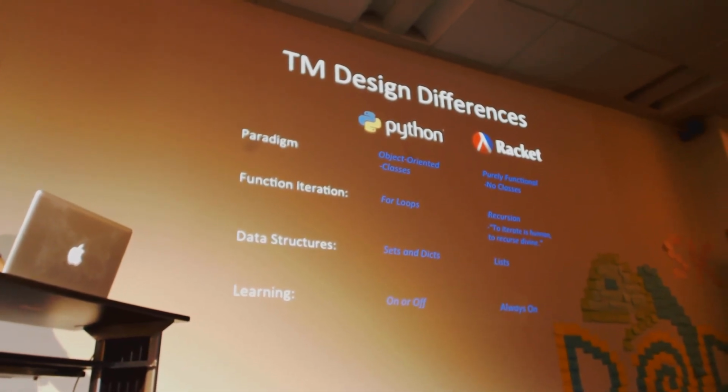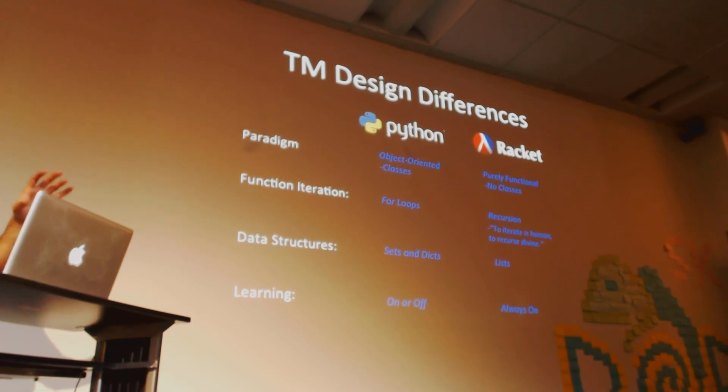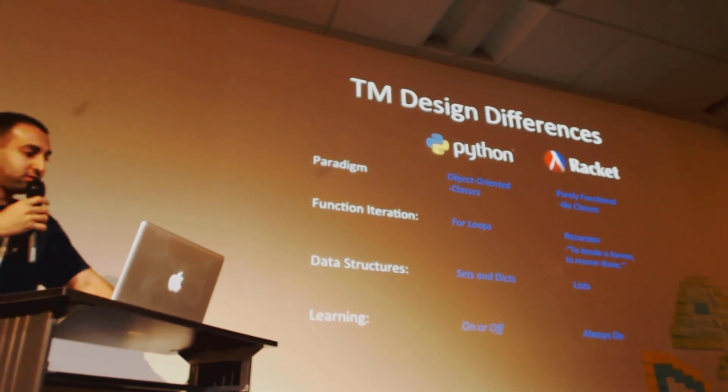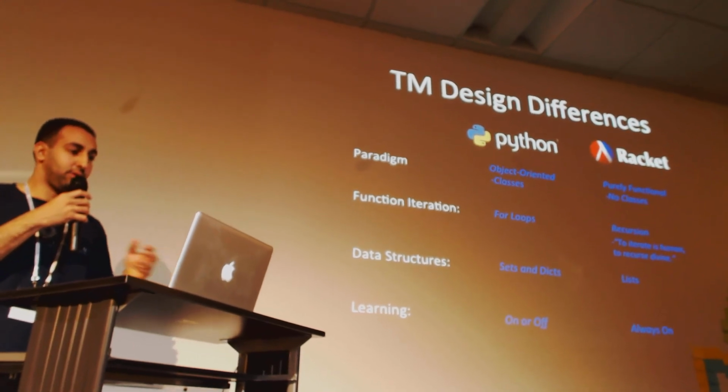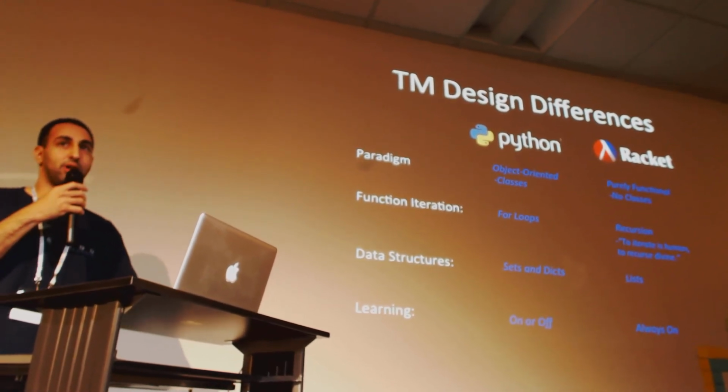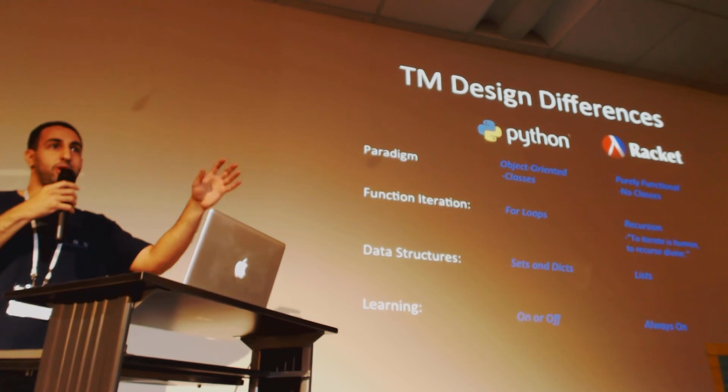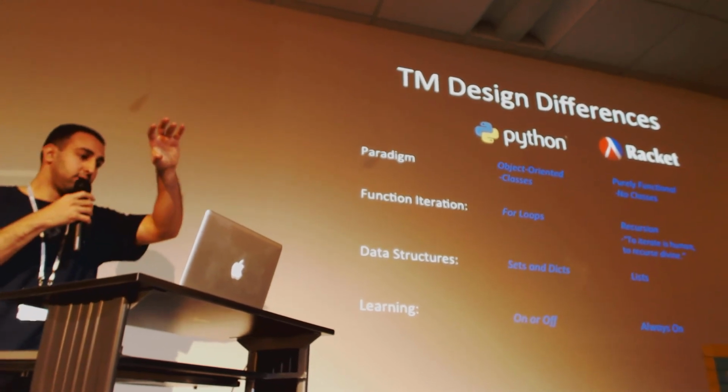I essentially wanted to make sure that the mapping was as close as possible, but there are some slight deviations. So first, in Racket, there are no classes at all. Like I mentioned before, it's just pure information moving from point A to point B. So that's the first thing.